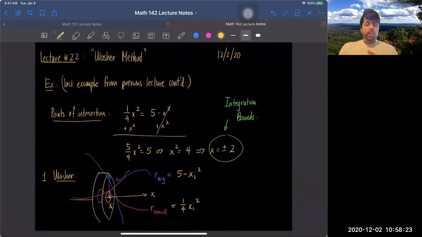Does everybody understand the differences between the radii of these circles? How the bigger circle is associated with the upper function, and the smaller radius is associated with the lower function. Is that clear?